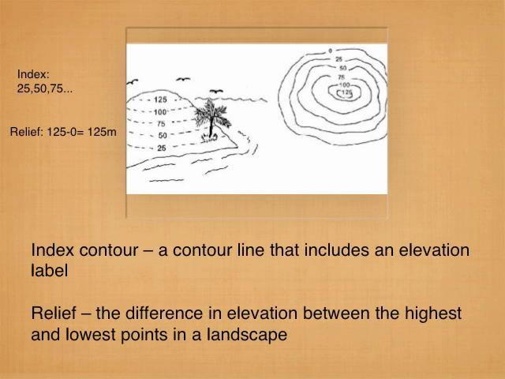The relief is the difference in elevation between the highest point and the lowest point on a landscape. So in the little island in the picture, you would take 125 meters in its height, because that's the highest index contour that it's given, and subtract from it 0, because it is at sea level. We get a relief of 125 meters. There's a difference between sea level and the highest elevation marked of 125 meters.